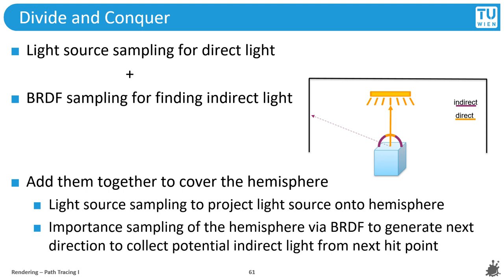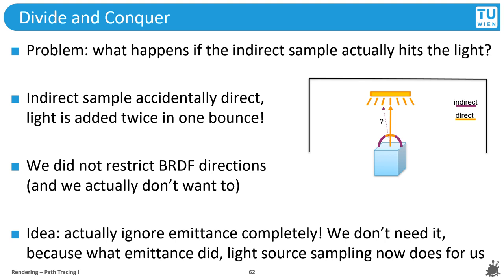Of course, if you paid close attention to the previous lectures, something should not sit right with you. If we combine light source sampling and hemisphere sampling and simply add them up, won't we get twice the light for the scene? And you would be right. We assumed here that our indirect samples would not be hitting the light source, but there is nothing that keeps them from actually doing so. And we also don't want them to avoid light sources.